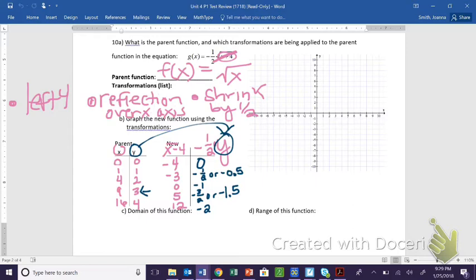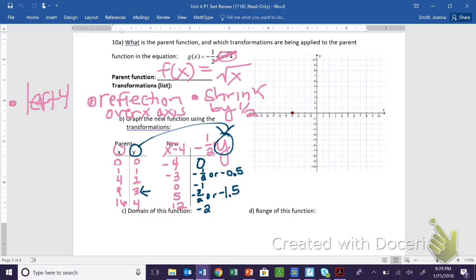So here we go. Negative 4, 0. Right there. There's nothing past that. We're not going anywhere else. That's where we begin our graph. The next point, negative 3, negative 1/2.